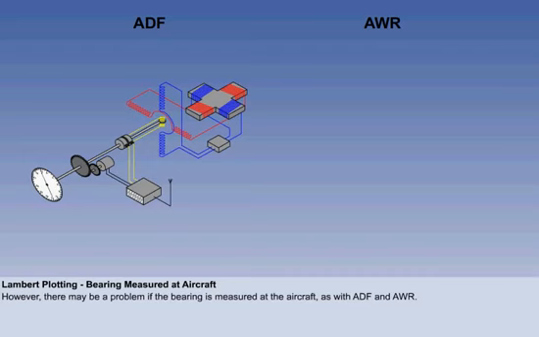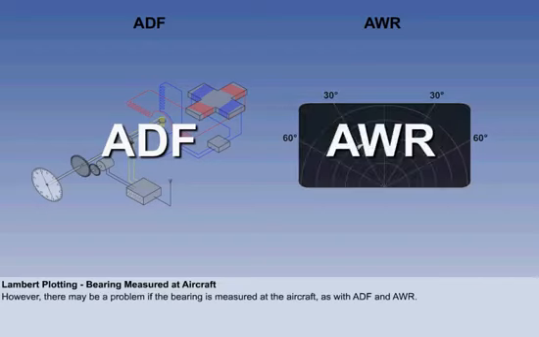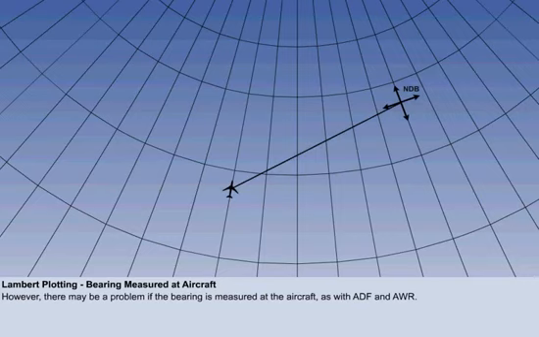However, there may be a problem if the bearing is measured at the aircraft. The two navigational aids to consider here are NDBs, which are non-directional beacons which provide a signal to the ADF, automatic direction finders, in our aircraft, and airborne weather radar. This plotting problem would occur if the chart convergence between the aircraft and the ground station were large enough to significantly alter the bearing. Let's see why.